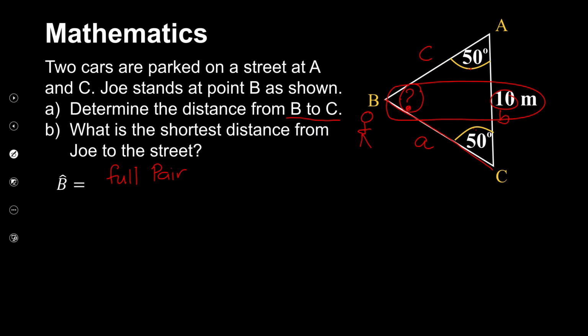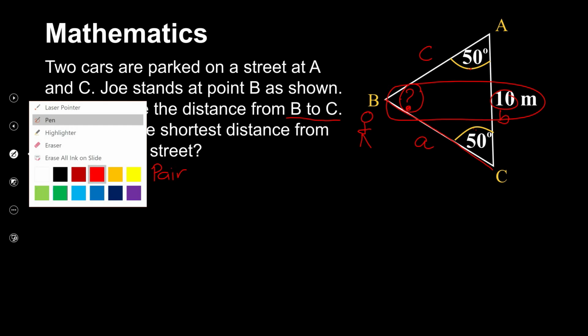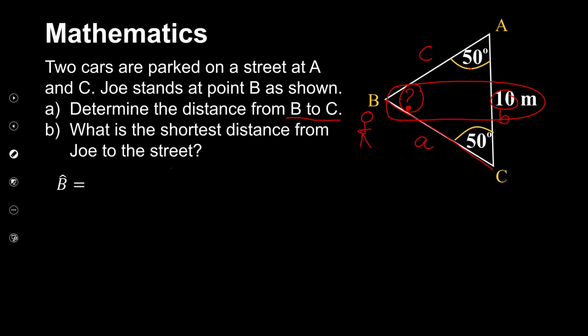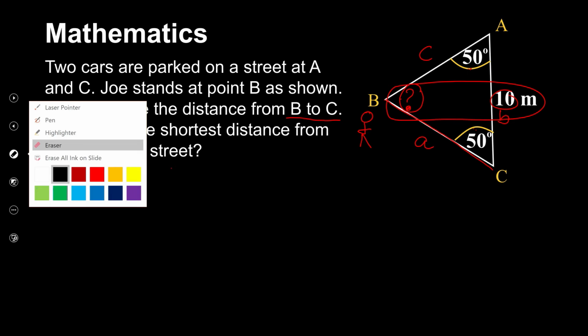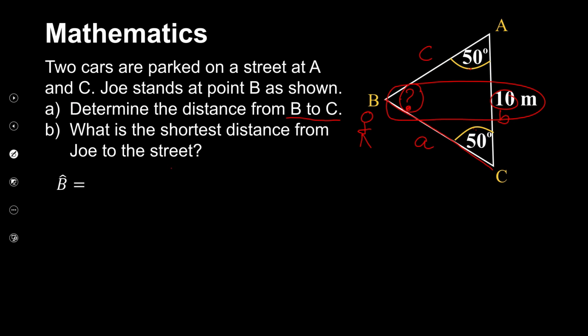Okay, so we've got to calculate B quickly. Let me just erase this. So we're going to calculate B like we said earlier, and remember, because it's angles in the triangle and we have the other angles equal to 50, we just subtract from 180, and so B is just going to be 80 degrees.